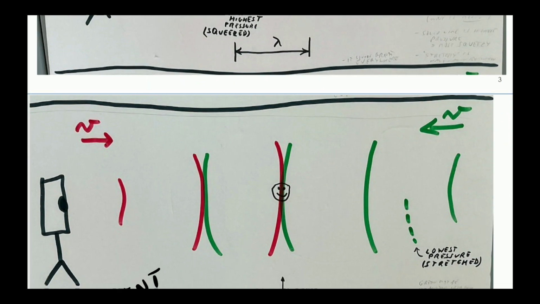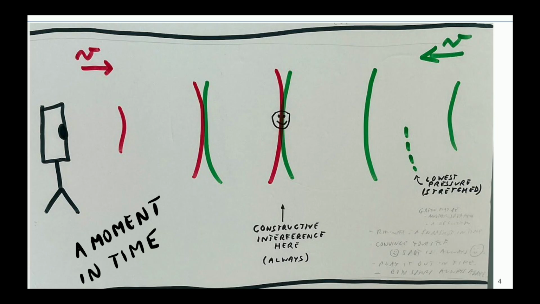Now, to make it interesting, at one moment in time, I'm going to show you what's happening with a different wave happening at the same time, same frequency, as you can see, because the wavelength is the same, in green. So there's a red wave and a green wave traveling towards each other. They meet in the middle, and then, of course, they continue on.